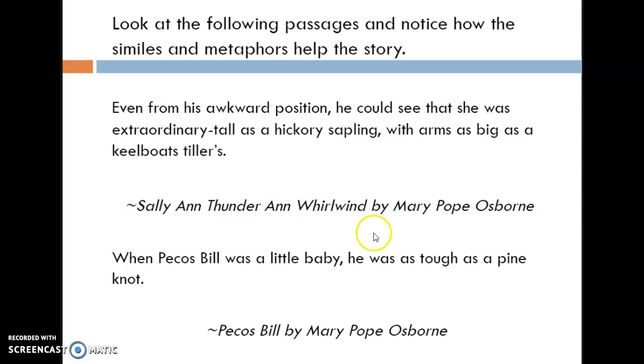That is a simile. We're comparing his toughness to a pine knot by using the word as. What is the simile telling us? It's telling us that he was extremely tough. Now, the author could have said that in a different way. It could have just written, when Pecos Bill was little, he was extremely tough. That's pretty boring. If you add in similes, metaphors, and other types of figurative language, it makes the writing more interesting for the reader.